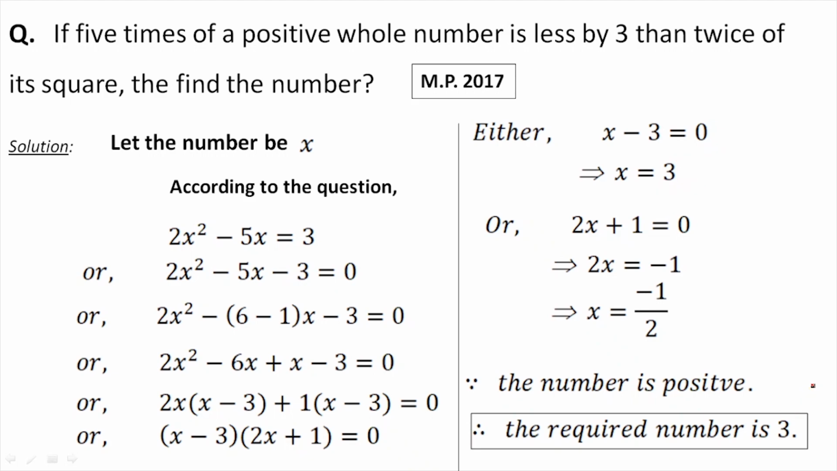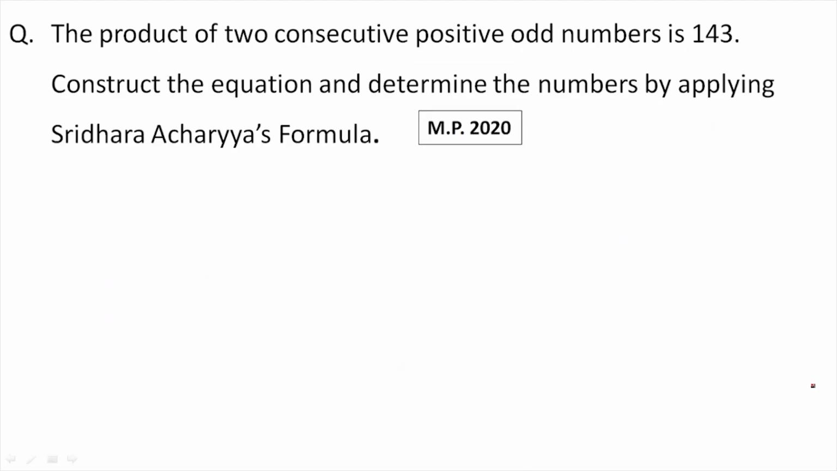So moving on, let's see the next question. In the next question, it says the product of two consecutive positive odd numbers is 143. Construct the equation and determine the number by applying Sridharacharya formula. Okay, that is how we solve it.